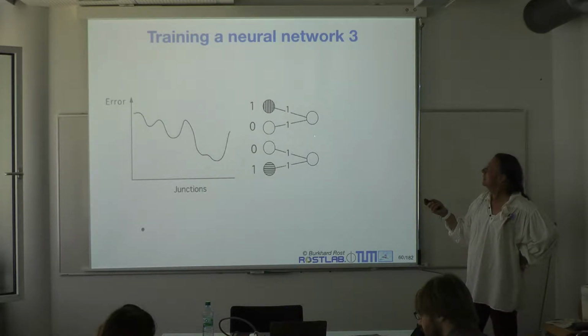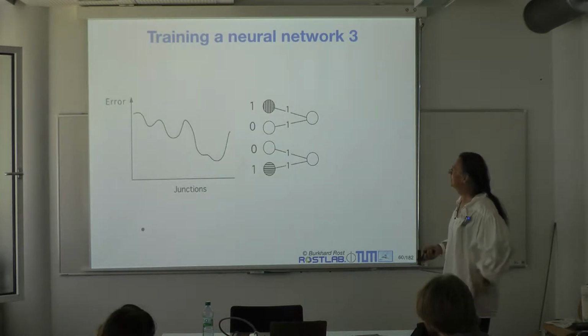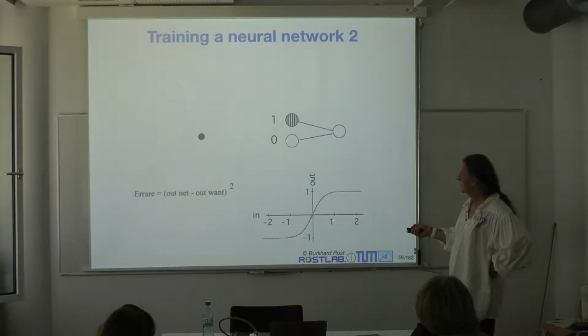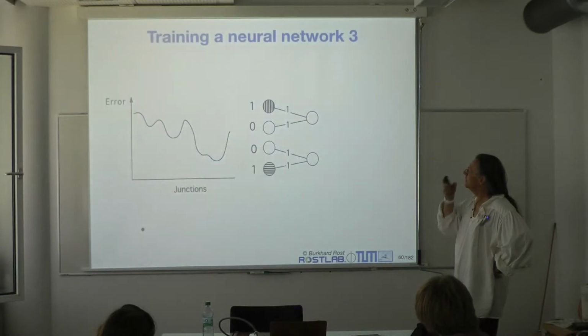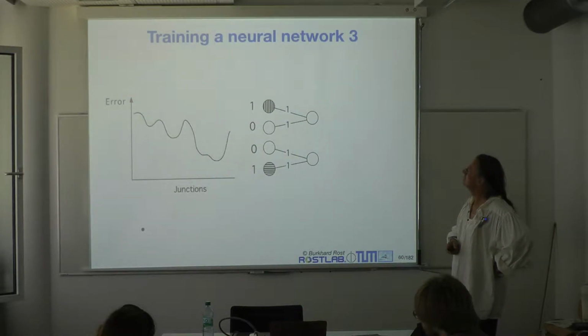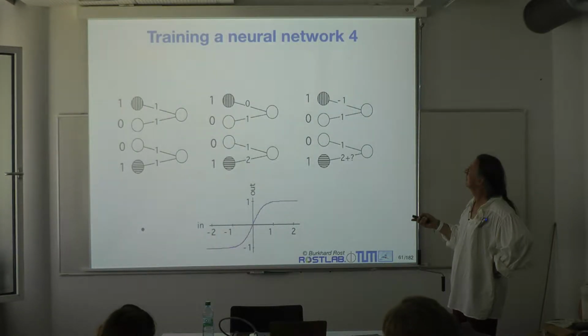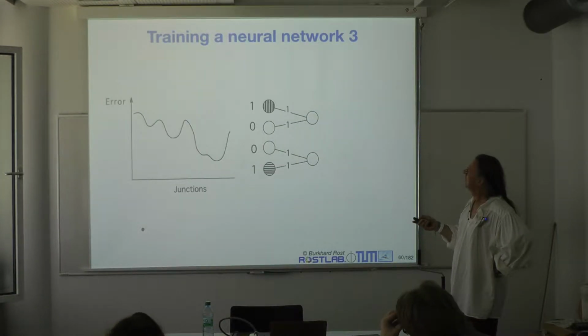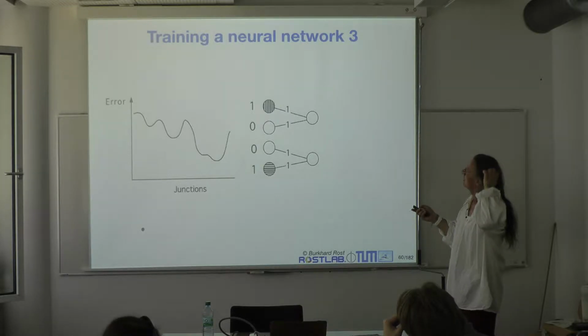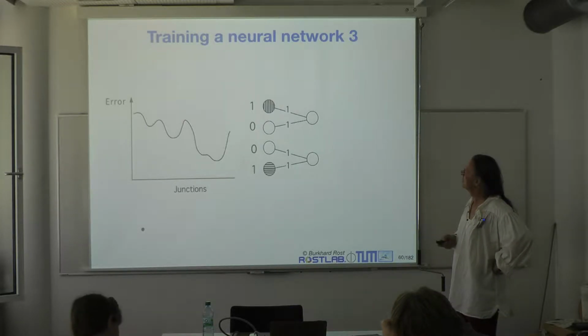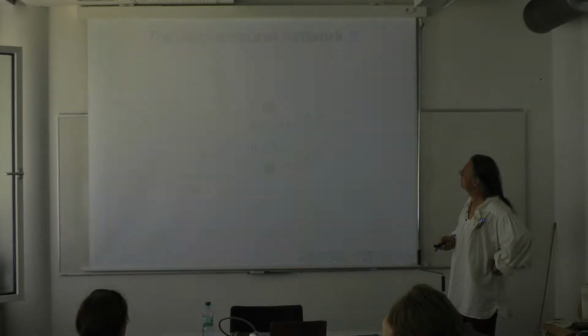Sorry, wait, I made a mistake. We have a value of 1, well, it's close to 1. I want this to be 1 and this to be 0. Is that where I'm going? Somehow I want this to be 0 and this to be 0. This doesn't make sense. There's something wrong in my example.